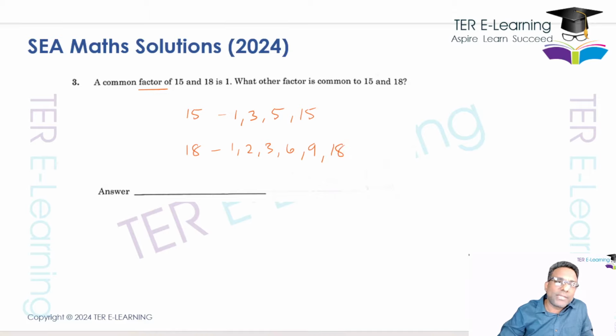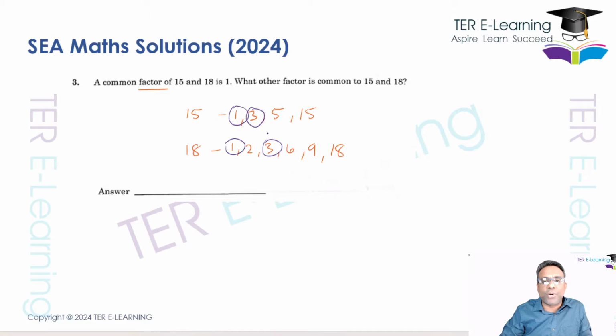Now, if we look at this here, we realize that 1 is a factor that is common between both of them. But if we look again, we can see that 3 is also a factor that is common between both of them as well. So a common factor in this case is going to be 3. So for this one here, we're going to put 3.